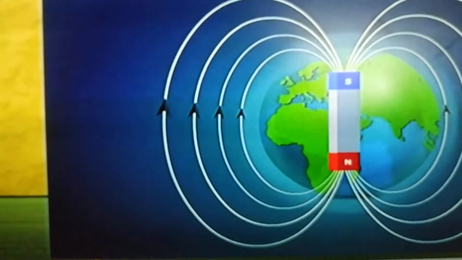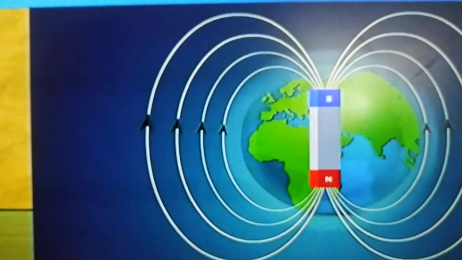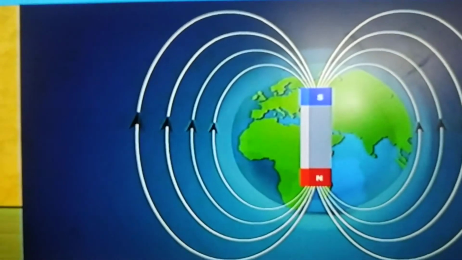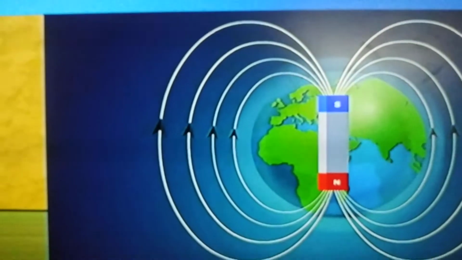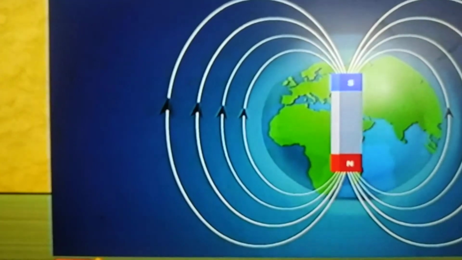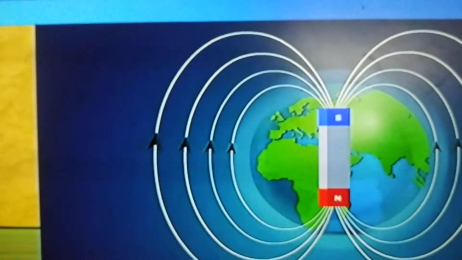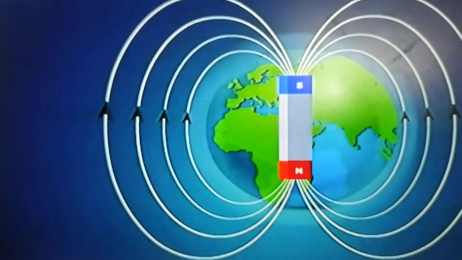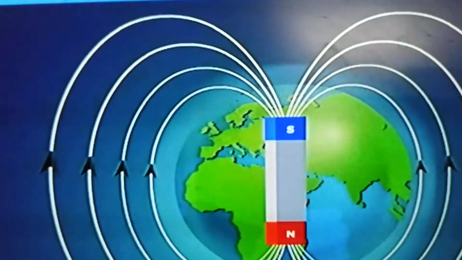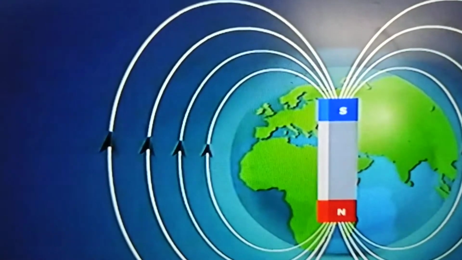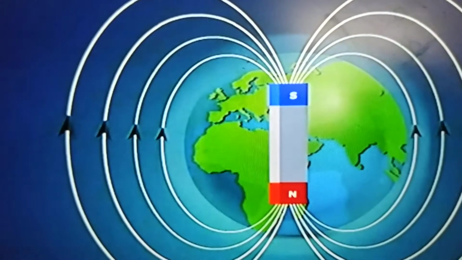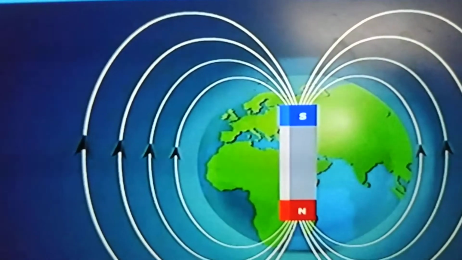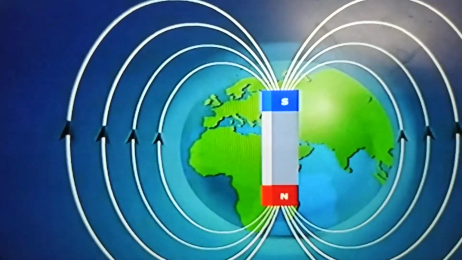Who is possessing this activity or this property? By earth. So from this activity we can learn that the earth possesses magnetic property which acts upon the suspended bar magnet. So from this we can know the earth's magnetic field is like a bar magnet at the center.